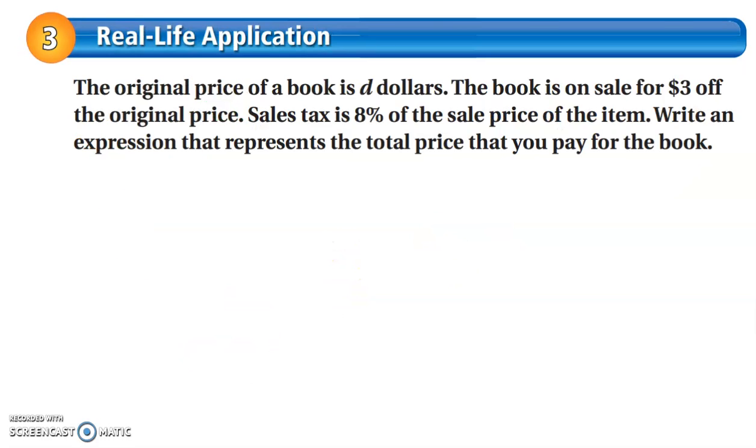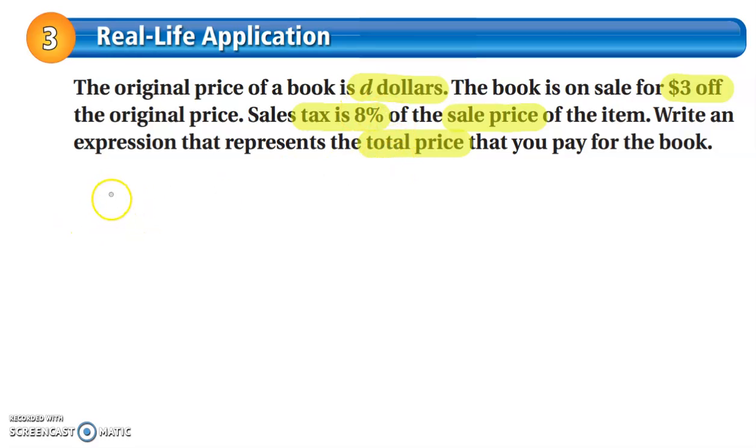All right, let's get out our highlighter. The original price of a book is $D. The book is on sale for $3 off the original price. Sales tax is 8% of the sale price of the item. Write an expression that represents the total price. All right, so there's our important information. Let's see, we want the total price.